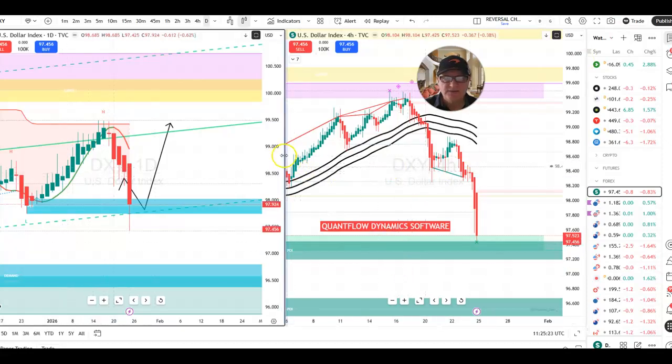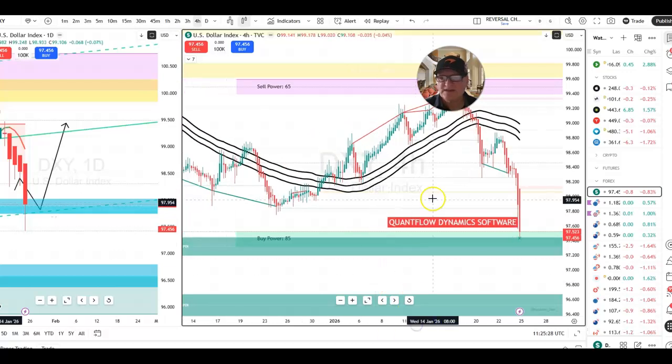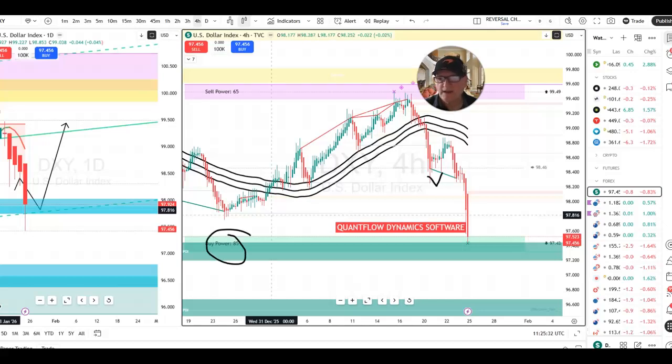A slightly different viewpoint here on the reversal system is we can see that there's a very powerful buy power of 88, 85. In fact, this indicates that we have a problem. Therefore, we could see an immediate reversal back up to 99, back up into this area here. Now, obviously, time will tell whether that happens or not, but that gives us an opportunity to get into the dollar if it goes strong into next week.